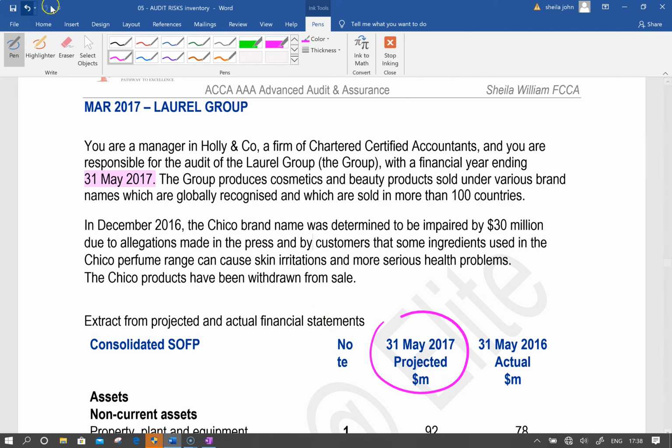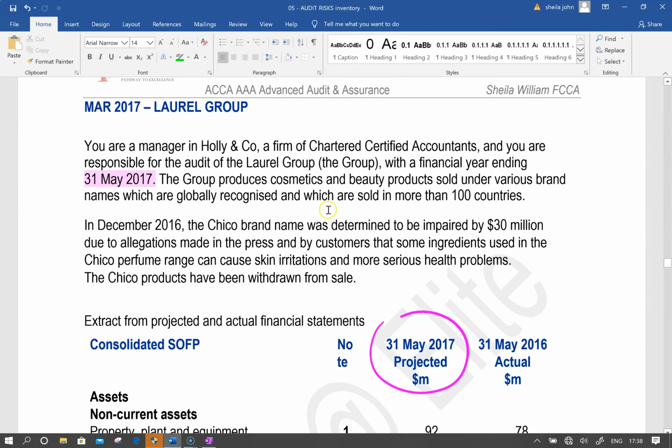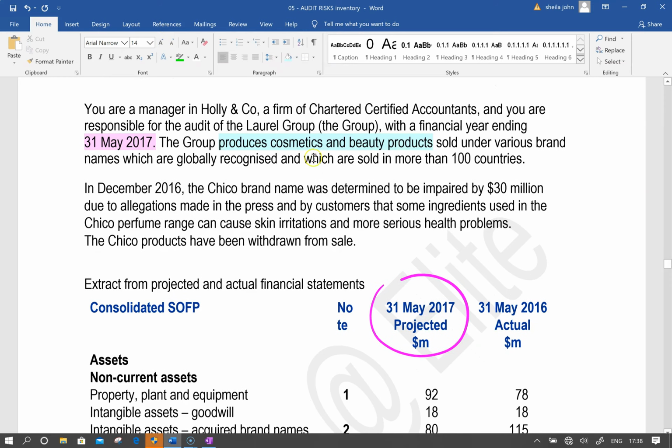The group produces cosmetics and beauty products sold under various brand names. So we've got the product here. So what are they? They are a manufacturer. They've got cosmetic and beauty products. And under various brand names, which are globally recognized and which are sold in more than 100 countries.